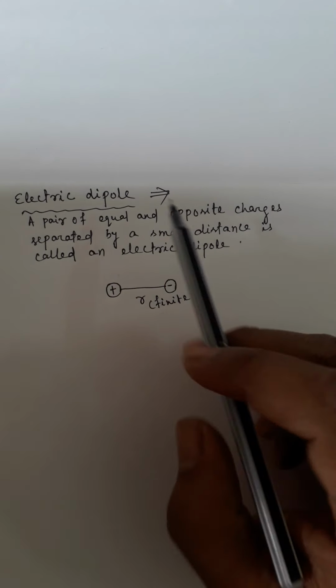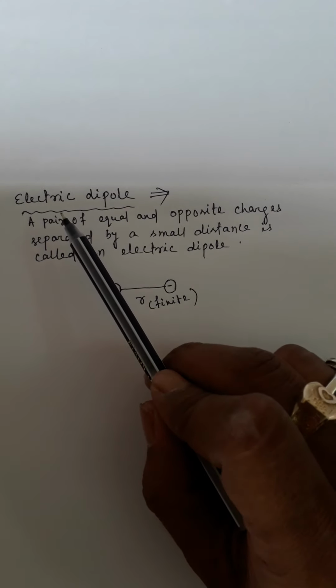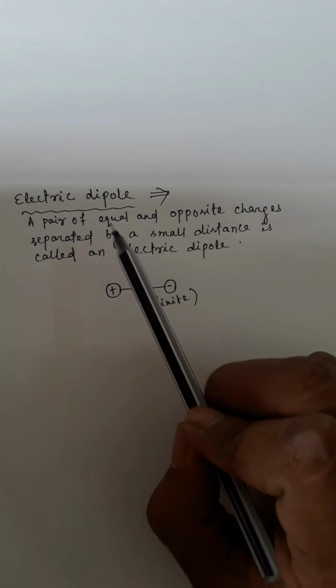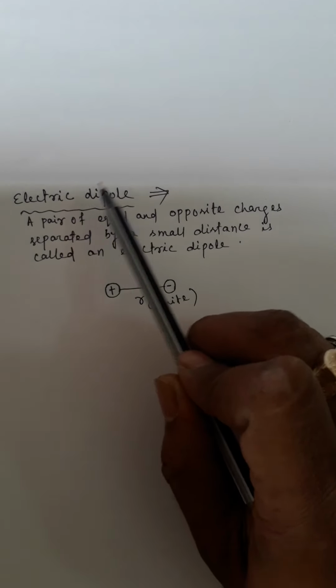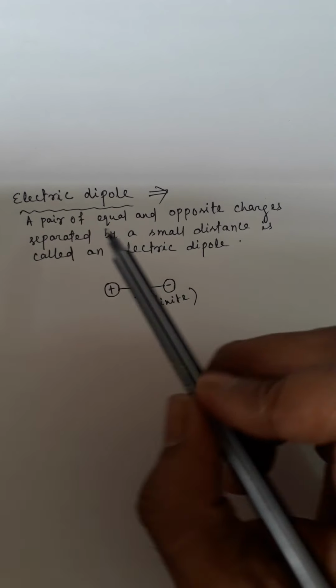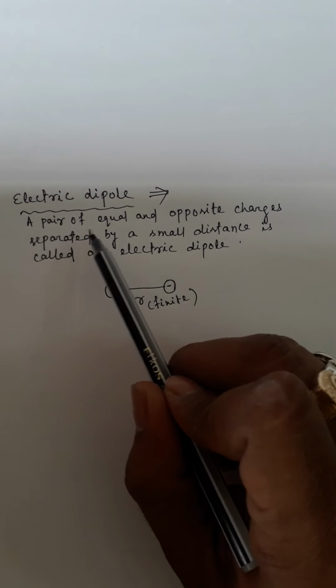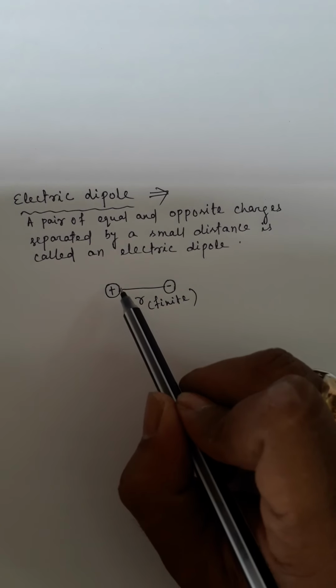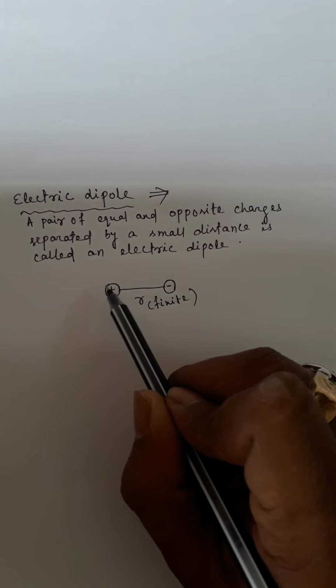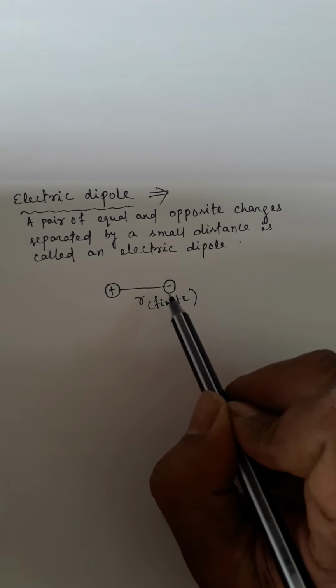Dear students, in this lecture we will study electric dipole. So, what is an electric dipole and what is the condition for a dipole? The definition says a pair of equal and opposite charges. That means let's take two charges, one is plus and another is minus.